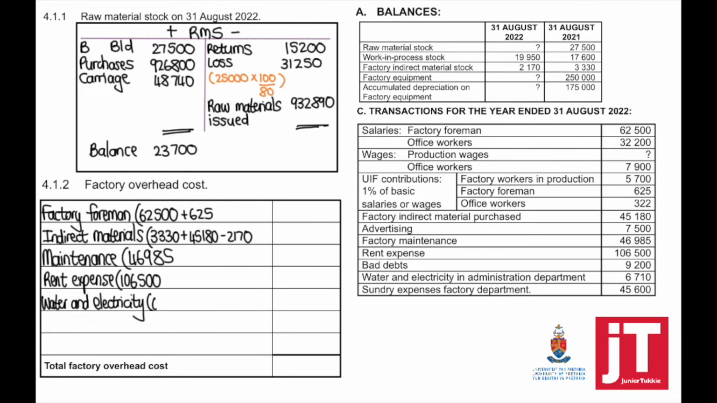Water and electricity in administration department, 6,710 in brackets. Sundry expenses, factory department, 45,600.